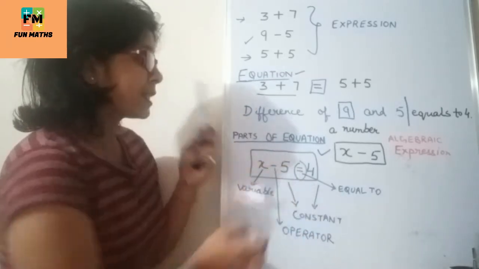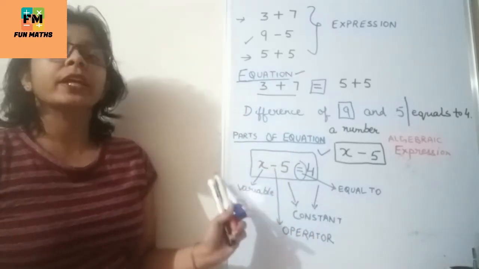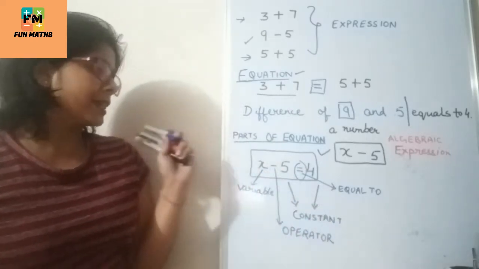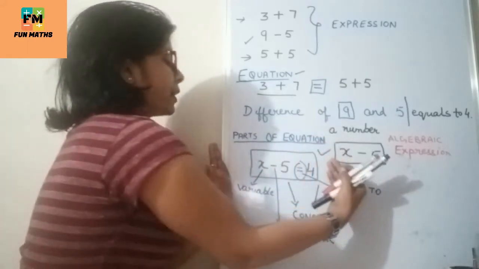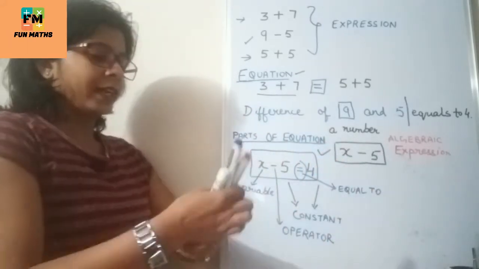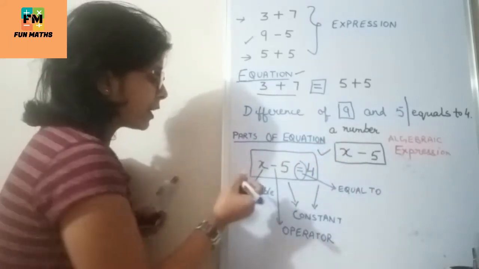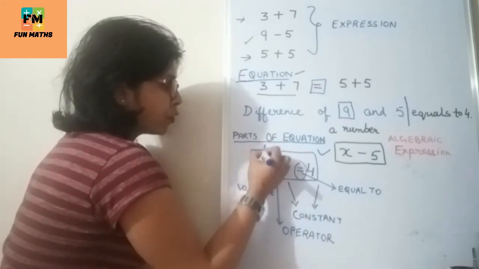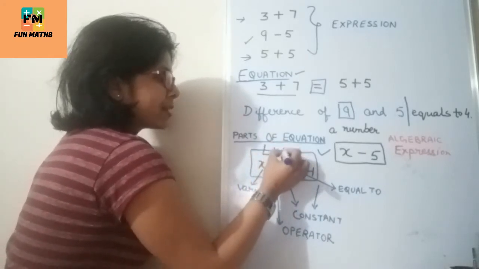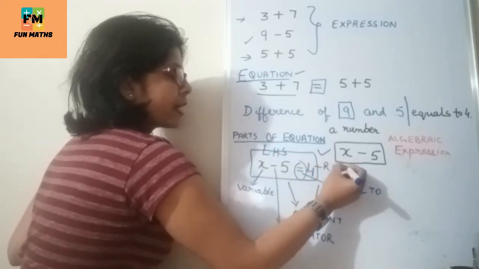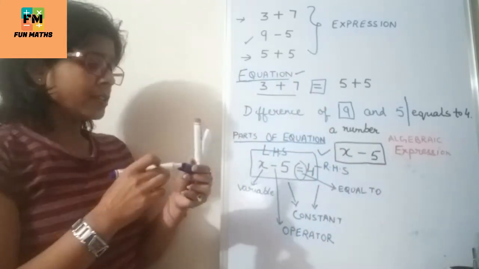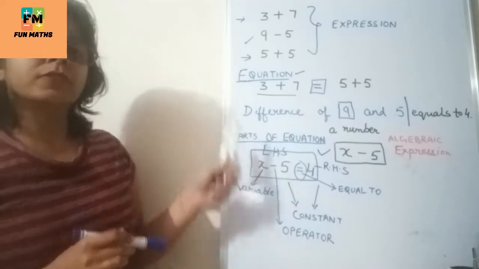And yes, of course, this equal to sign divides your equation into two different sides. If you see, this is our left hand, this is our right hand. So this is the left hand side, this is the right hand side. We will denote this side as LHS, meaning left hand side, and this side we call RHS, meaning right hand side. So these all are the parts of the equation.